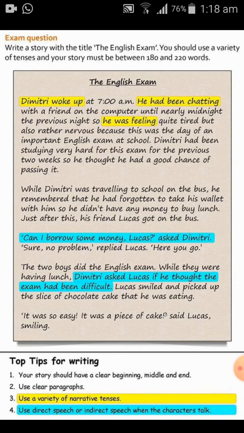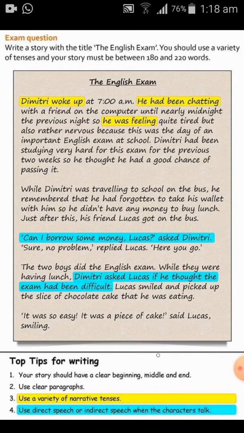It was a piece of cake. This is an idiom. Remember figurative language when you're writing a story. Similes, metaphors, and idioms, of course. Personification. Top tips for writing. Your story should have a clear beginning, middle, and end. Any story has the three: beginning, middle, and end.